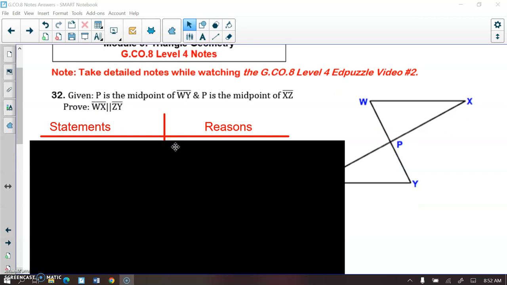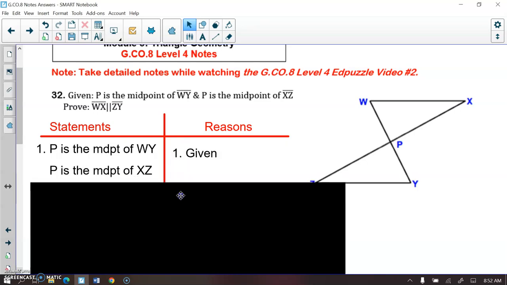Remember, when we're proving parallel lines, we're using the converse theorem, so the converse of the corresponding angles postulate, or the converse of the alternate interior angles theorem, and so forth. So let's get started. We always start with our given, and sorry, these should have little lines above them. P is the midpoint of WY, and P is the midpoint of XZ. That's all we're given.